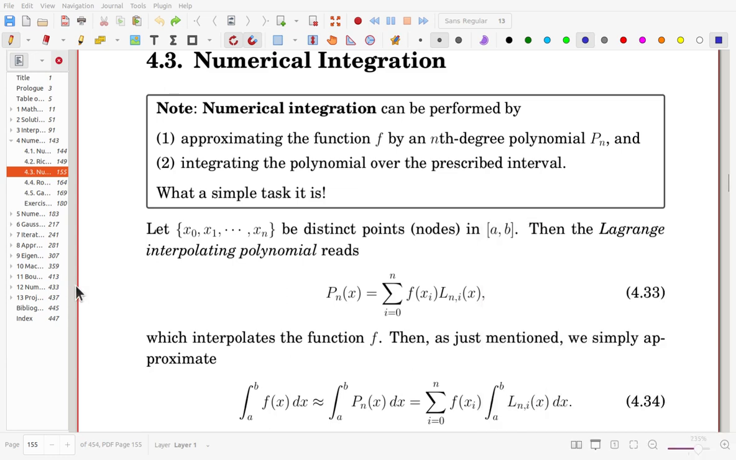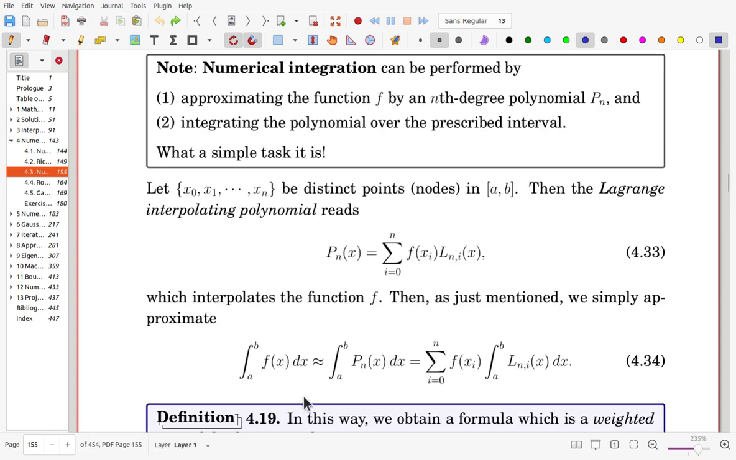Let x0, x1, ..., xn be distinct points in the interval [a, b], then the interpolating polynomial in Lagrange form can be written as in this equation. We integrate the polynomial as an approximation of the integral of f, and by using the equation we can write the integral in this equation.